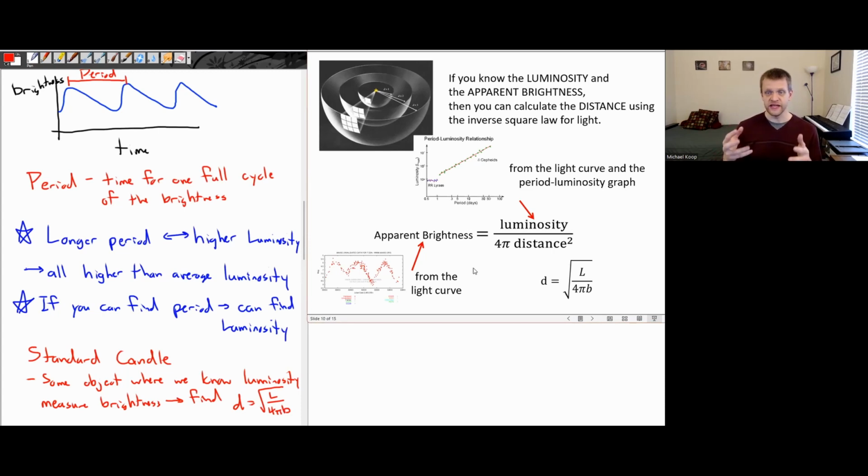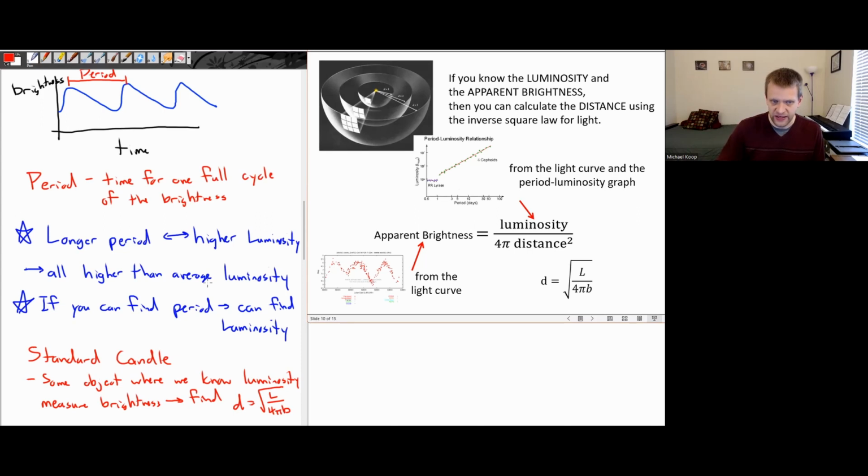So again, these Cepheid variable stars are really close to being the perfect case of one of these standard candles, since we can relatively easily measure their pulsation period. If I just watch it and see how long it takes to go through that pulsation, we can use that period luminosity relationship to figure out how luminous the star is. I can also just watch it and measure the apparent brightness. So I can use those two pieces of information to get the distance.